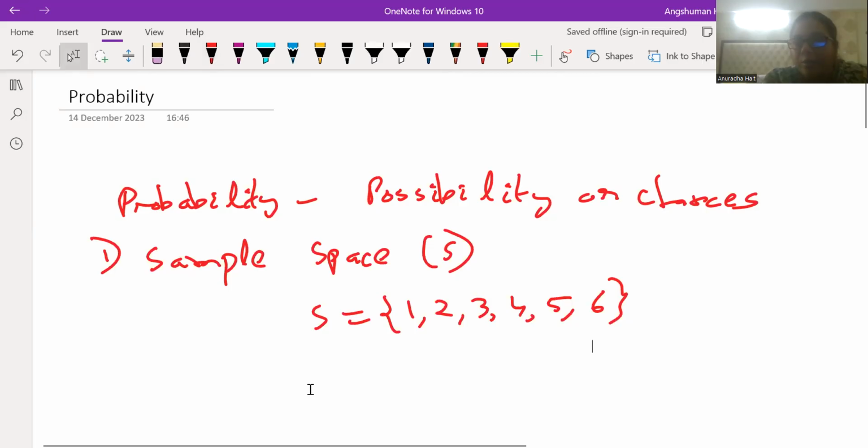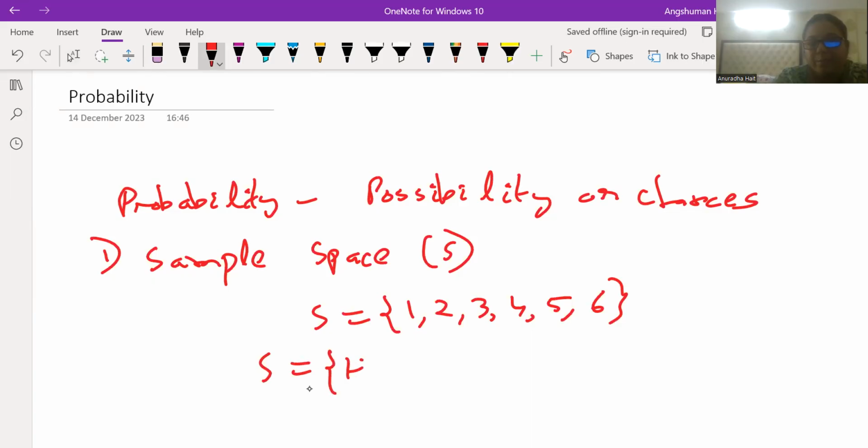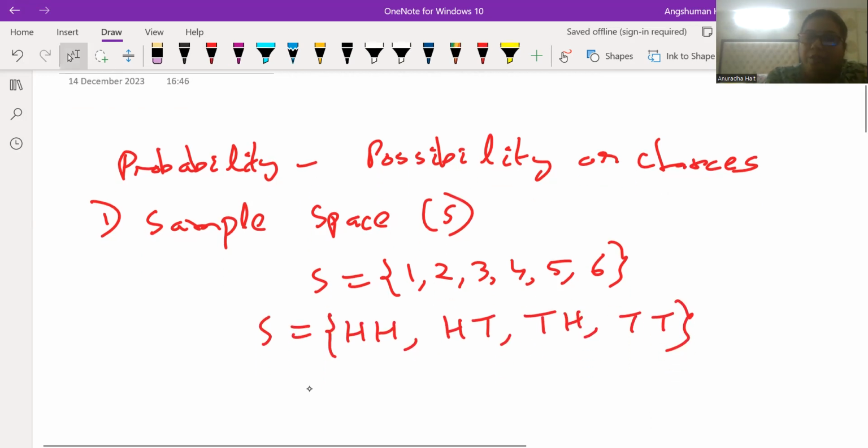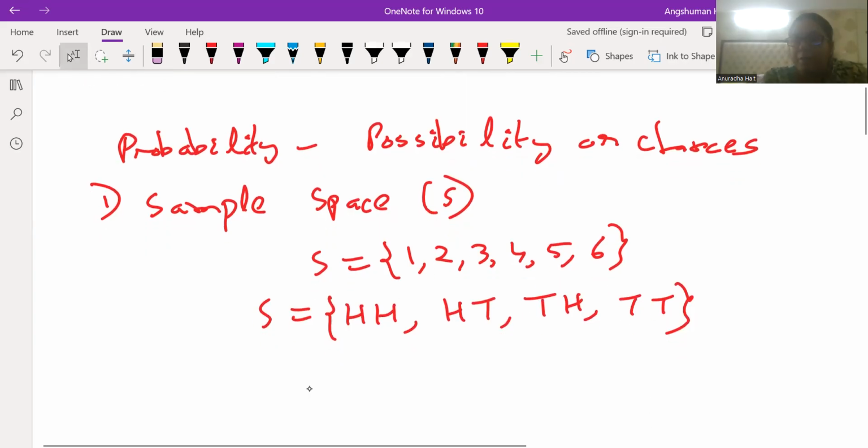We throw a coin. So what will be the sample space? Head and tail. We throw two coins. If I throw two coins, what will be the sample space? We might get two heads, we might get one head and one tail, or we might get two tails, right? This way, if I toss three coins, or pick a card from a pack of cards, or there is a bag containing different colors of balls and we are picking up one ball, whatever the total possibilities are, that is called the sample space.